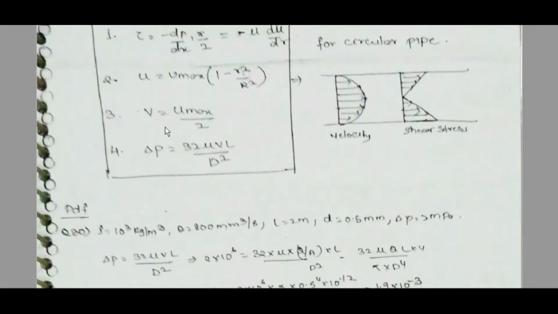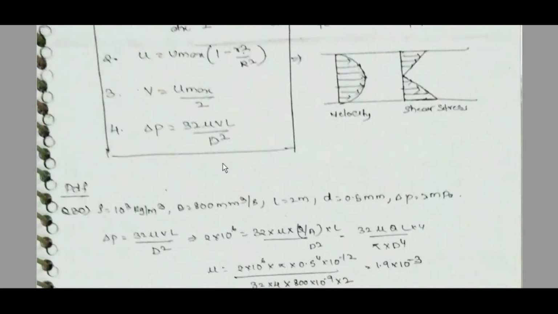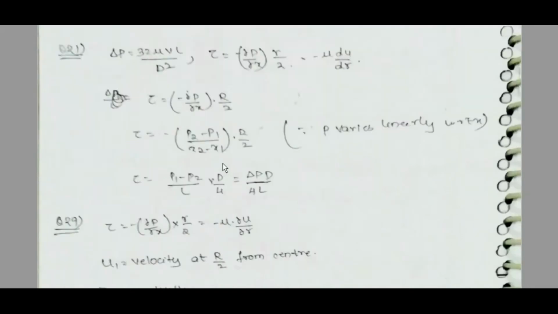These are all important equations for circular flow. The velocity profile will be like this, and the shear stress distribution will be like this. Tau is equal to minus dp/dx into small r by 2, which is equal to minus mu du/dr. u is equal to u max into (1 minus small r square by capital R square). V is equal to u max by 2. Delta P is equal to 32 mu V L by capital D square.